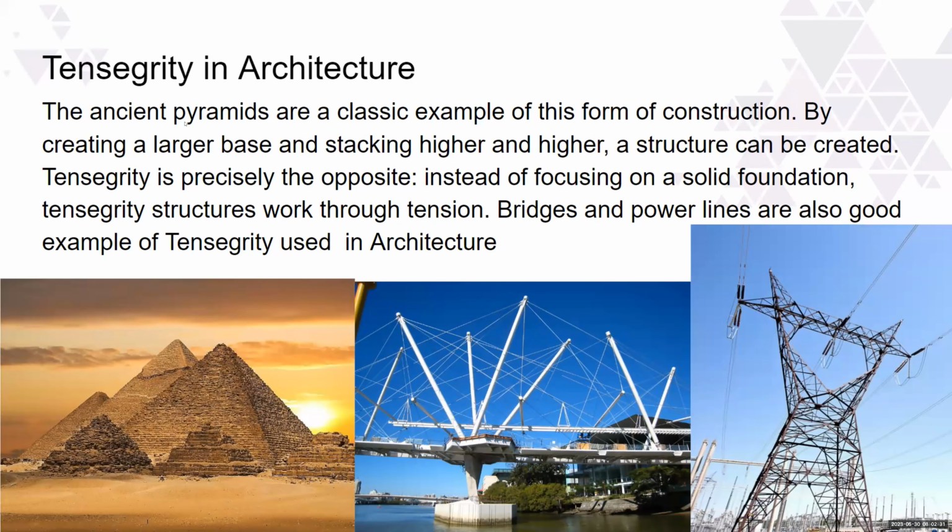Tensegrity and architecture. The ancient pyramids are a classic example of this form of construction. By creating larger bays and stacking higher and higher, a structure can be created. Tensegrity is precisely the opposite. Instead of focusing on solid foundation, tensegrity structures work through tension. Bridges and power lines are also examples of tensegrity used in architecture.